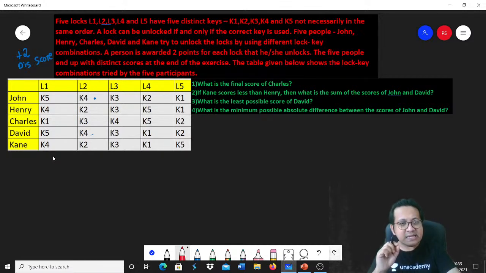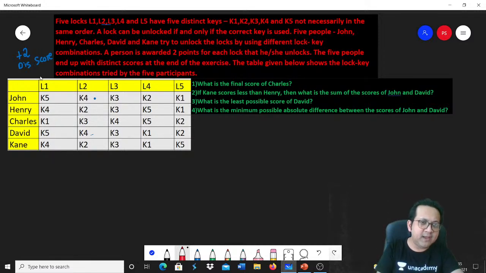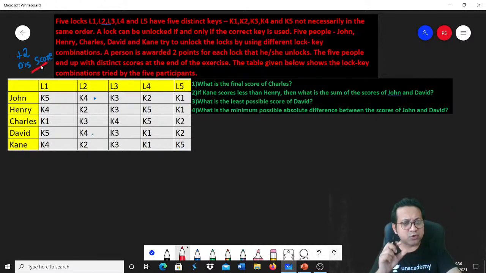I think the easiest way to start would be to use the clue. What is the clue? Every person gets a distinct score. Can you see this? Every person gets a distinct score. I think that is the word you have to capture to solve this case.